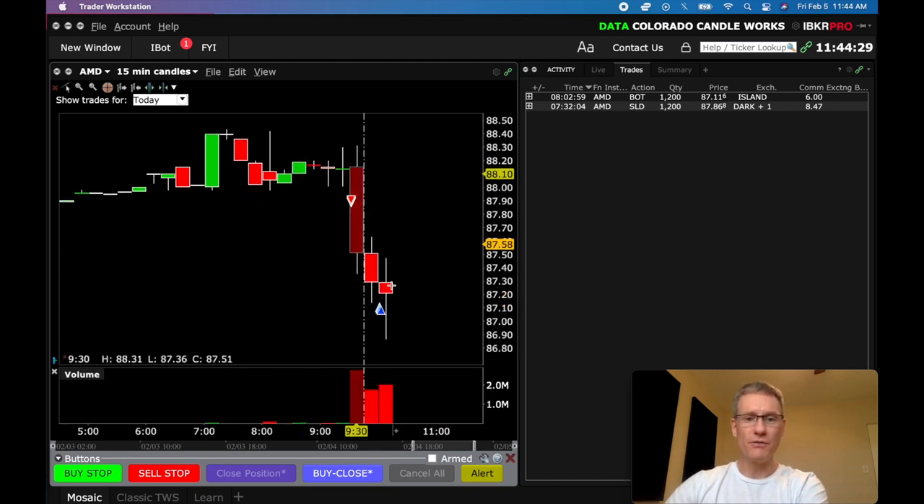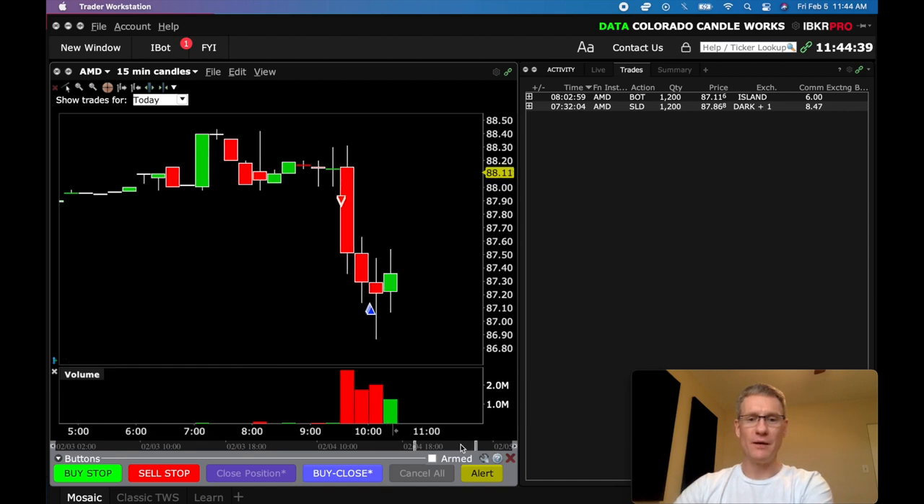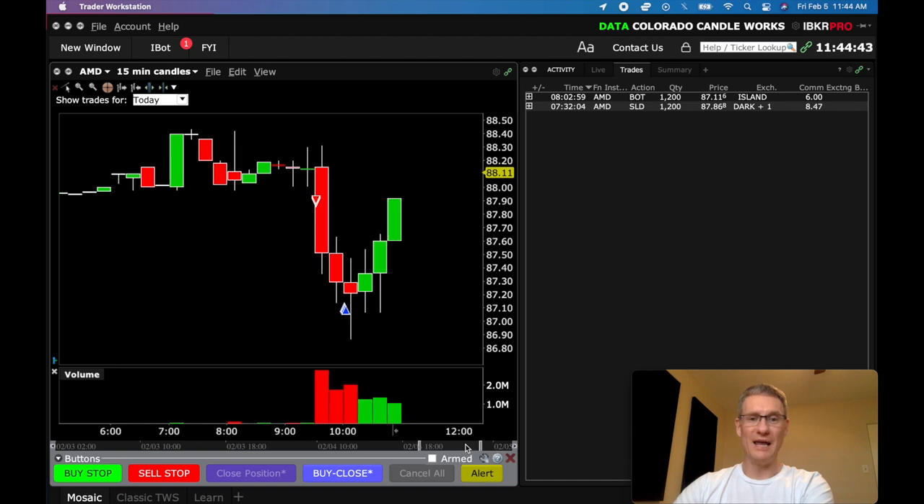Okay. So there's the three candles. All right. So I'm out. You can see that when this candle closed, it ended up being sort of a doji. So if I walk forward a little bit more, now we're going green, more green, more green, and that would have stopped me out. That would have been a break even stop out.